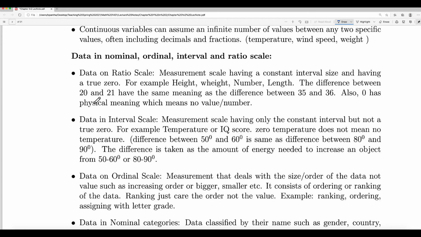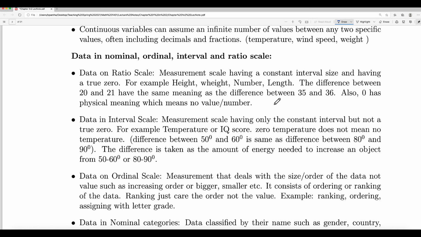The difference between 20 and 21 has the same meaning as the difference between 35 and 36. So it has a constant interval, right? Because what is the interval here? 1. The length is 1, and here also the length is 1. If you take the same length between any two numbers, they have the same meaning. The difference is 1 kilogram or 1 degree Fahrenheit or whatever you think of. And also in this case, 0 has a meaning. For example, if you are taking the length, 0 length means no length, right? 0 means none in this case.